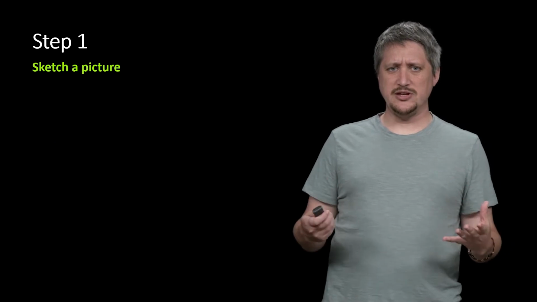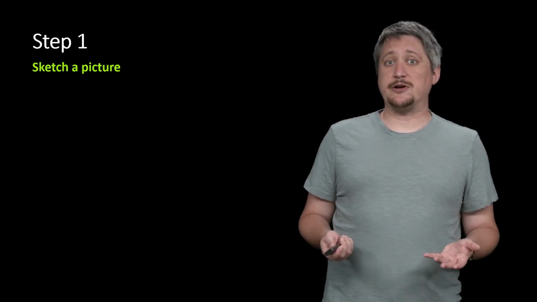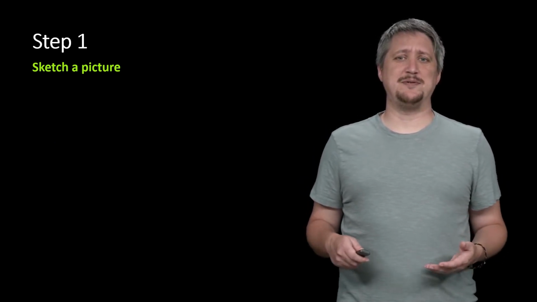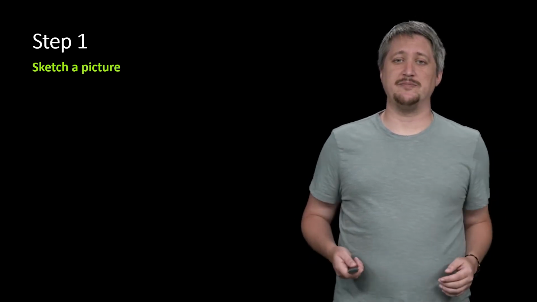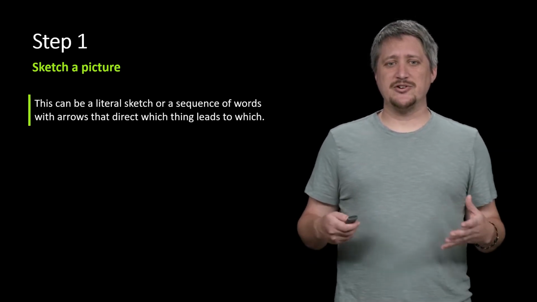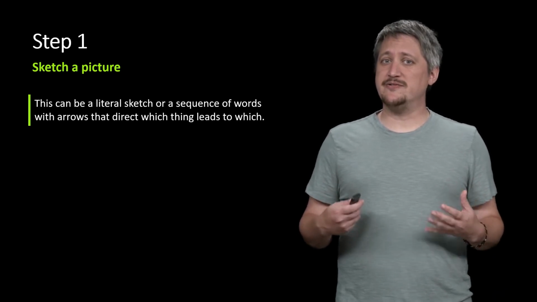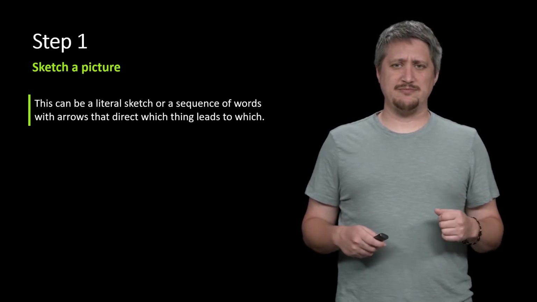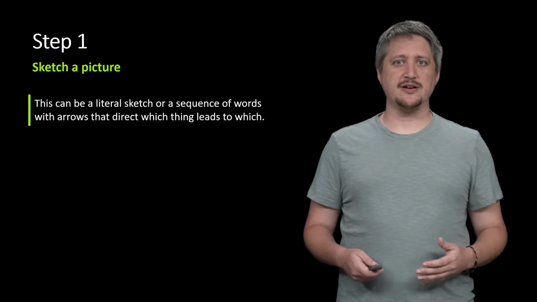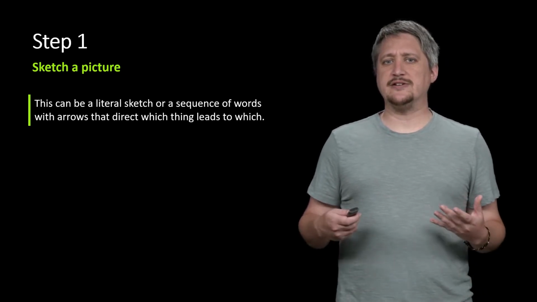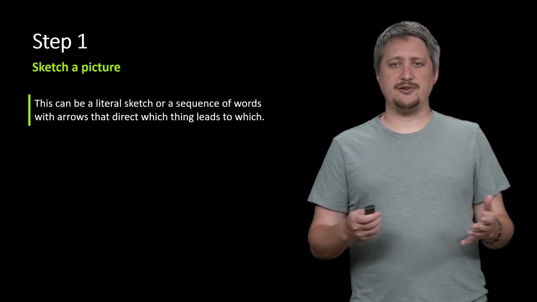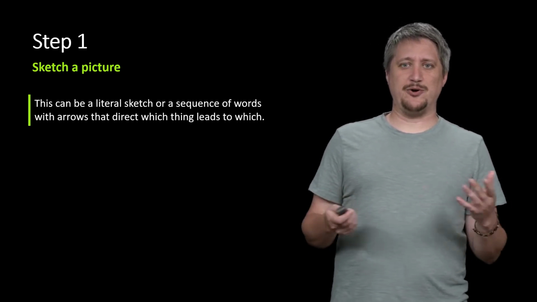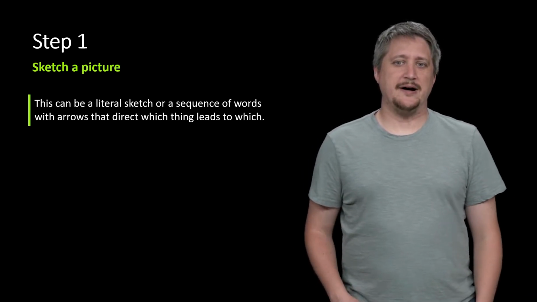So in general, first step: sketch a picture. This is one of those things that people like to skip over because they think, I don't need a picture, I'll just picture it in my head. But it turns out that this can actually be very, very useful. You can draw a literal sketch of the thing, but it doesn't necessarily have to be that. You could have a written out sequence of words and arrows to point which word goes to what.